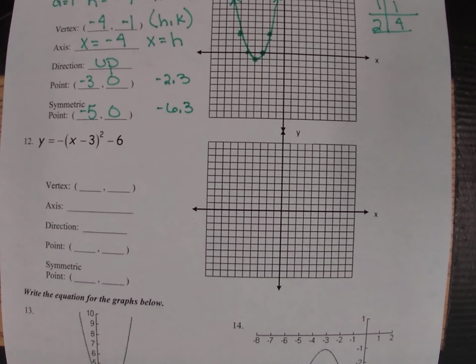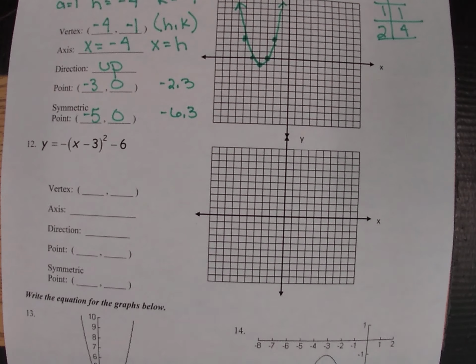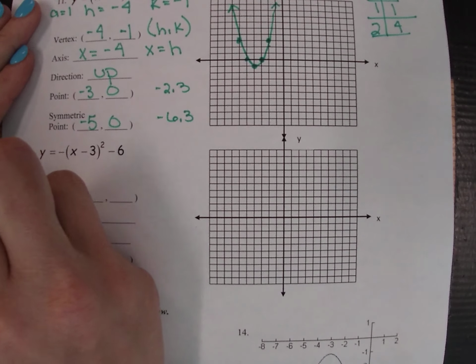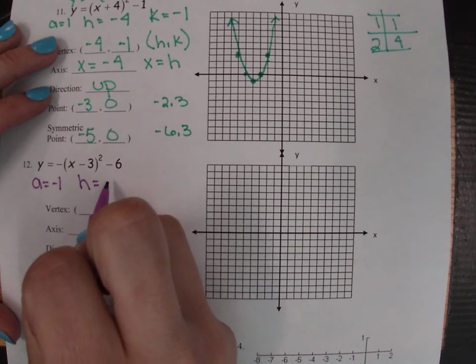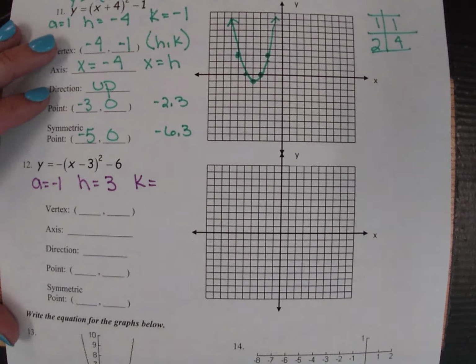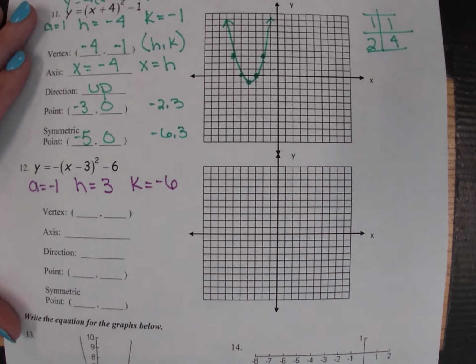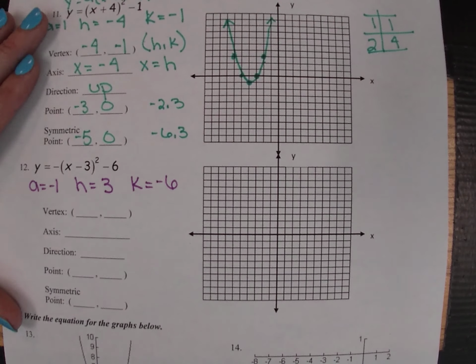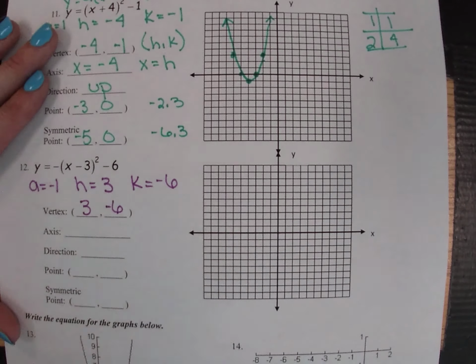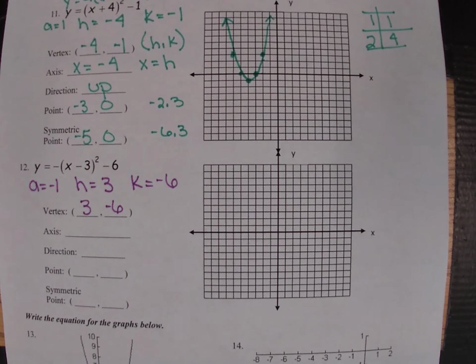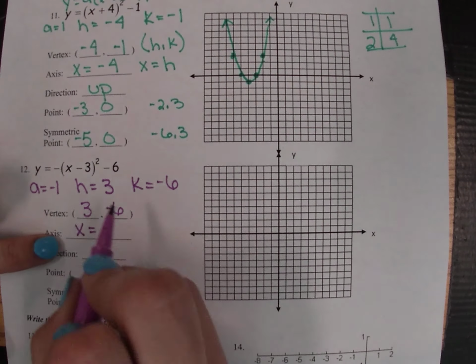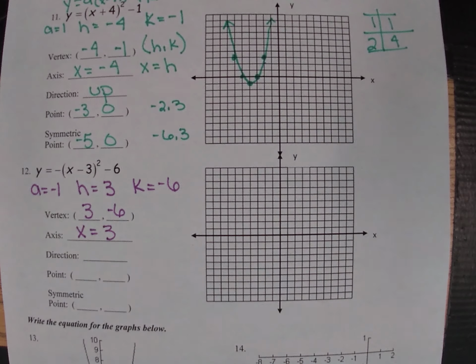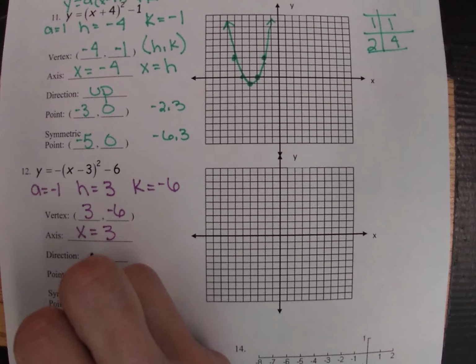Number 12 is the same idea. So we want to find that a, h, and k. We know here that a equals -1. H is the opposite of what it looks like, so +3. And k is -6. So our vertex is always h comma k. So in this situation, 3, -6. Our axis of symmetry is always x equals h. So again, x equals has to be there. Our h is 3. Our a value here is -1, so we know that this is going to open down.